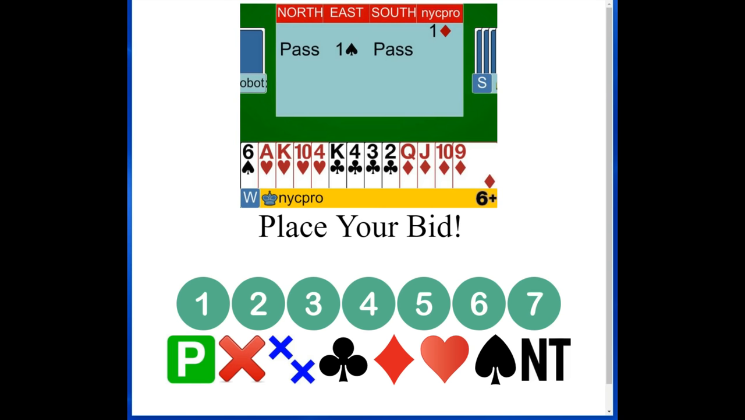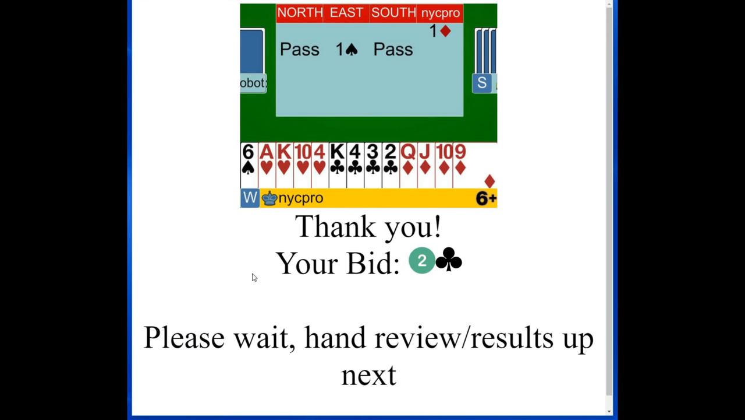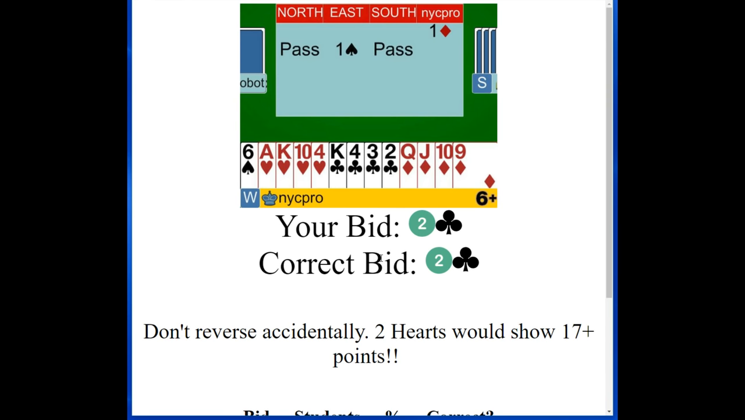So this is kind of a choice between two options, right? You can bid a no trump, or you can bid 2 clubs. I would prefer 2 clubs in this situation, and it's mainly because of the shape of my hand.